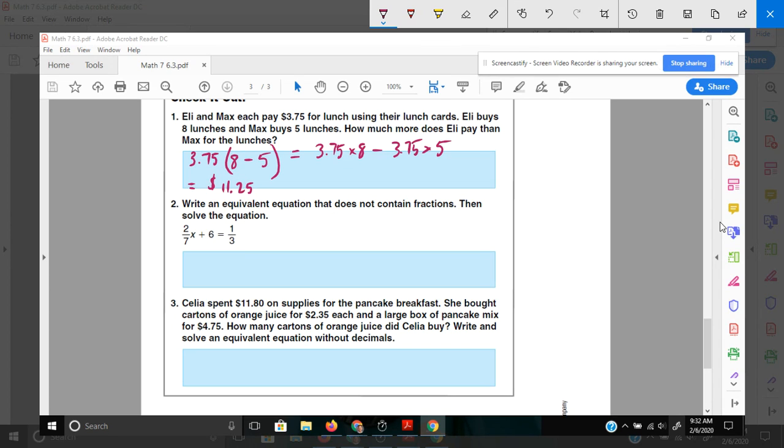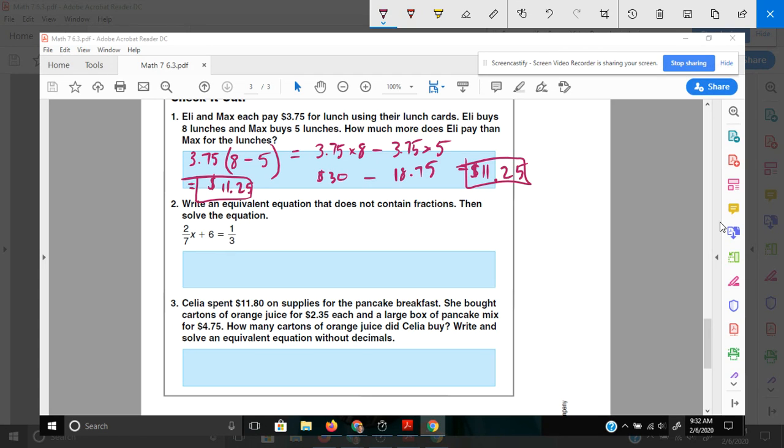Now you could do the same over here, just to double check. That 3.75 times 8 would give you $30 that Eli pays, versus Max, the 3.75 times the 5 lunches is $18.75 Max paid. So the difference of those two, 30 minus $18.75, would give you $11.25, the same as we got over here. Okay, Eli pays $11.25 more. Obviously, he had 3 more lunches.